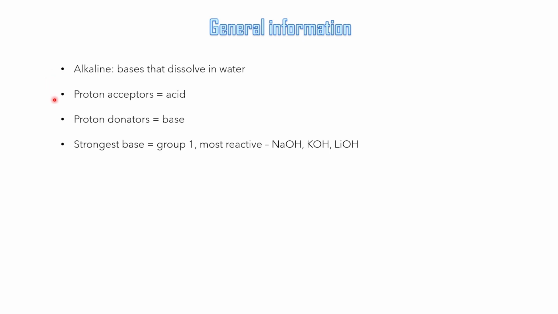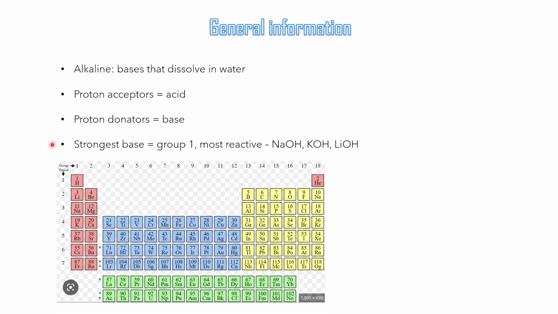Acids are proton donors and bases are proton acceptors. The strongest base starts at group 1, making it the most reactive. So here, if you look at the periodic table, group 1 is here. That's why lithium, sodium, and potassium are all in group 1. The OH shows that it's a base. These are the most reactive bases.